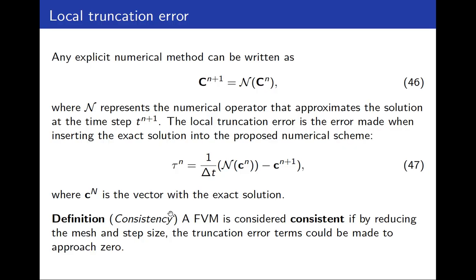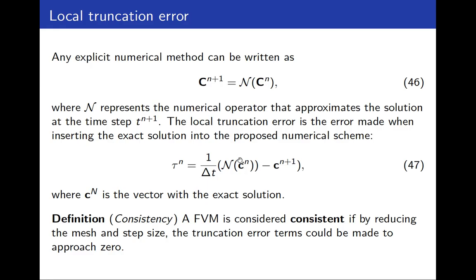We define consistency as follows: a finite volume method is considered consistent if, by reducing the mesh and the step size, the truncation error terms can be made to approach zero. In any finite volume method, or any numerical method, you want the local truncation errors to be as small as possible. If you satisfy this condition, you will have a consistent method.